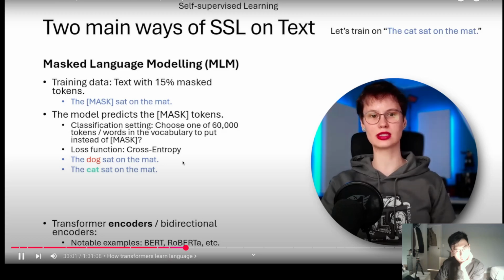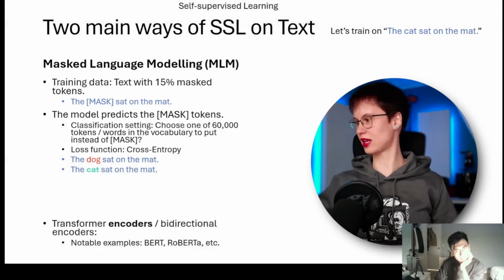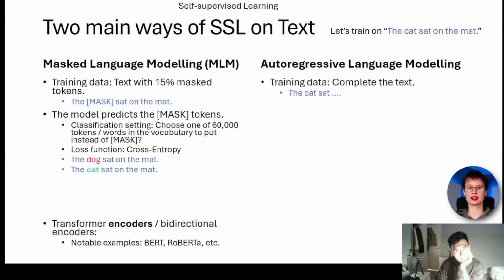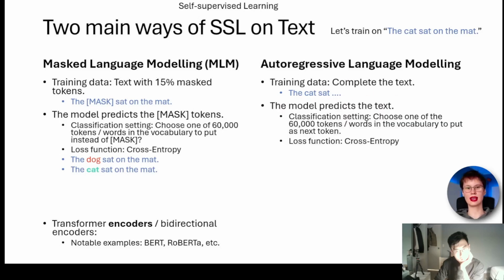Notable examples of that are BERT, RoBERTa. So if you see BERT in the name, it's usually a transformer encoder. And the other very successful way to do it is autoregressive language modeling. Here, the objective is to complete the text, to make very huge autocompletes, like we have "the cat sat", and the model has to say "on the mat". And here the model again predicts the text, it is a classification setting again, because it has to choose which of the 60,000 tokens in our vocabulary are good to put after these previous tokens.